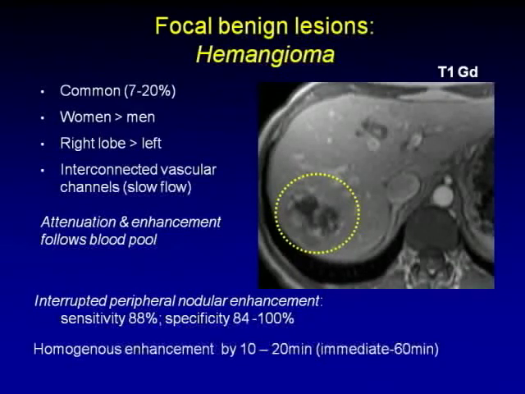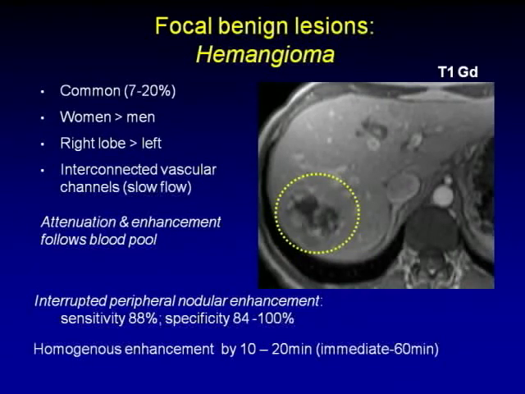They're very common, more frequent in women than in men, and they are more common in the right lobe than the left lobe. And what they consist of is interconnected vascular channels, therefore they have slow flowing blood, and they will show attenuation on CT and enhancement characteristics that follow the blood pool. So here you have this typical lesion, clefted, you have this interrupted peripheral nodular enhancement. Interrupted is key. Interrupted peripheral nodular enhancement that will eventually fill in towards the center. And this has a high specificity, pretty high sensitivity.